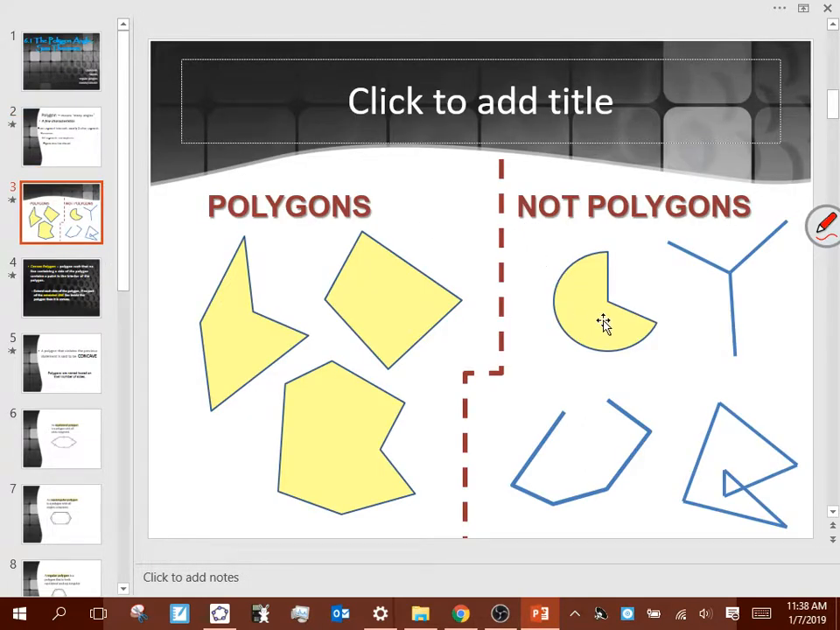So looking at this one here, this Pac-Man looking shape, okay? Non-polygonal because it has a curve in it, right? Okay.